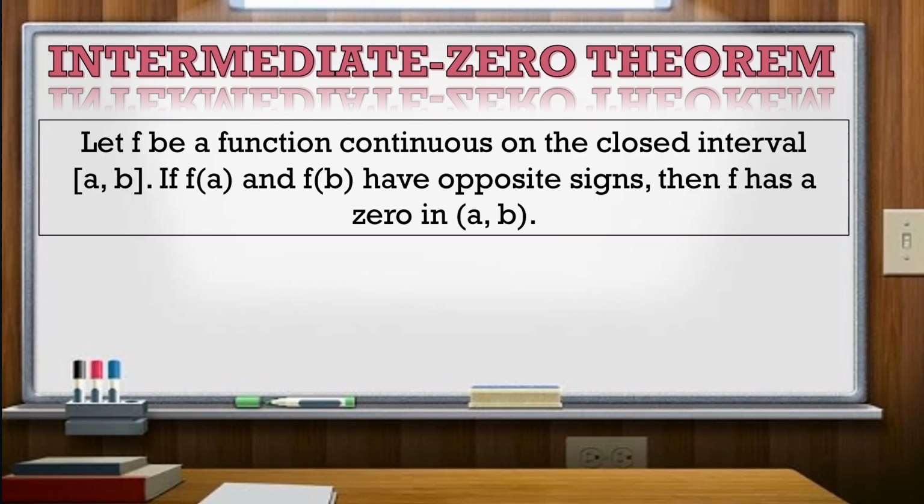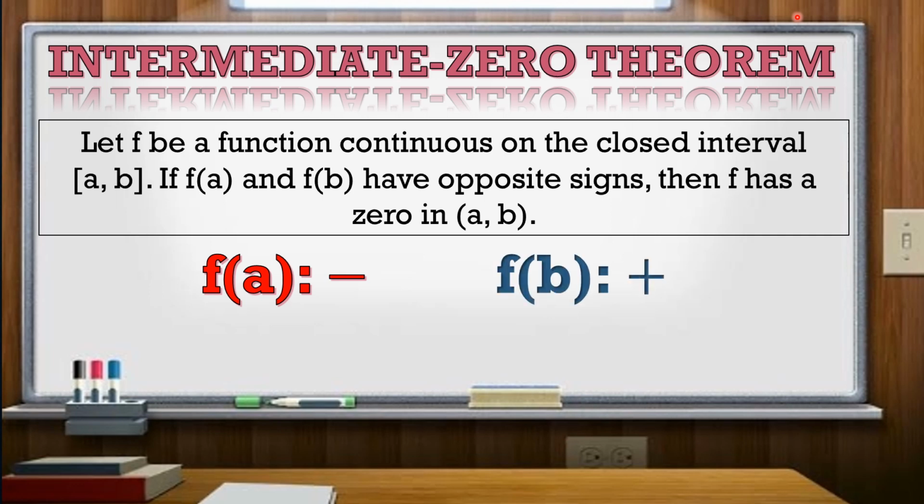Theorem. So, let f, same pa rin tayo. So, meron tayo ditong if f of a and f of b have opposite signs, then merong 0 yung function natin in the given interval ab. So, ulitin na natin. Kung magkakabaliktaran yung signs ng ating functions, okay, a and b, so a is negative, b is positive, or vice versa, then meron nag-i-exist na 0 in between. Then we can say that a is less than c, and c is less than b. So yung c natin dito is the zeros. Dito natin makikita yung zero ng function natin.